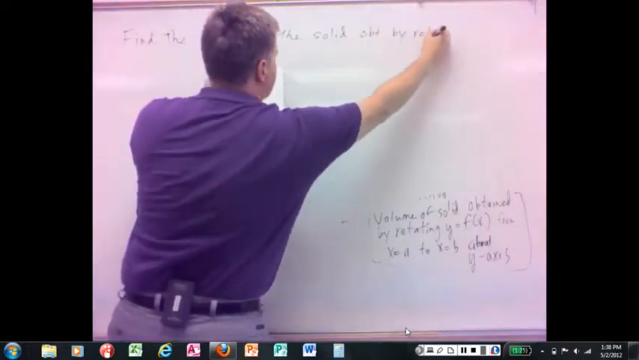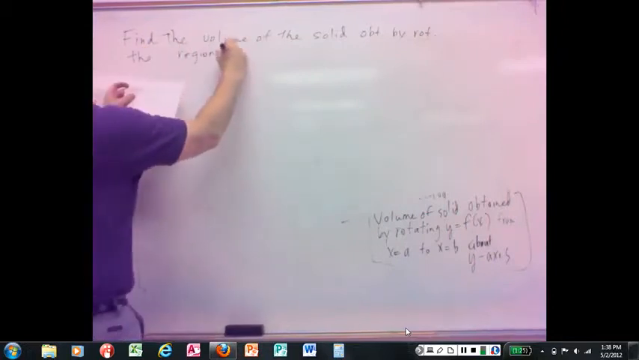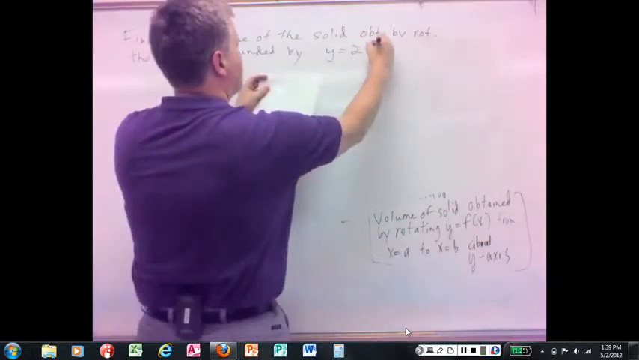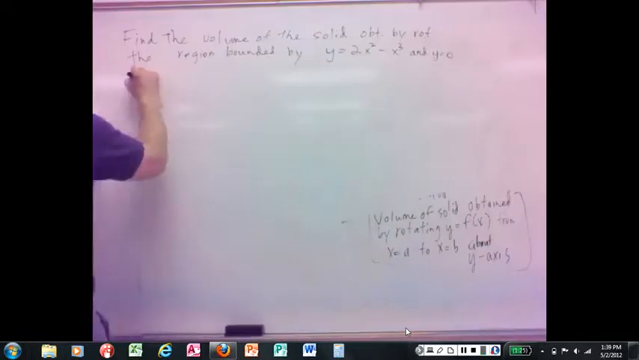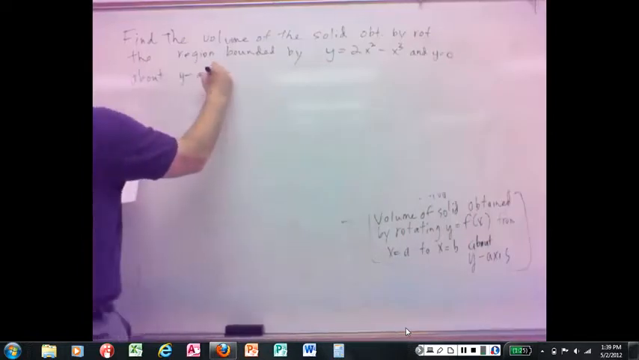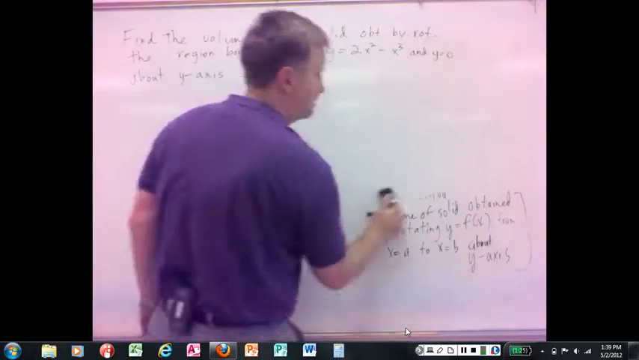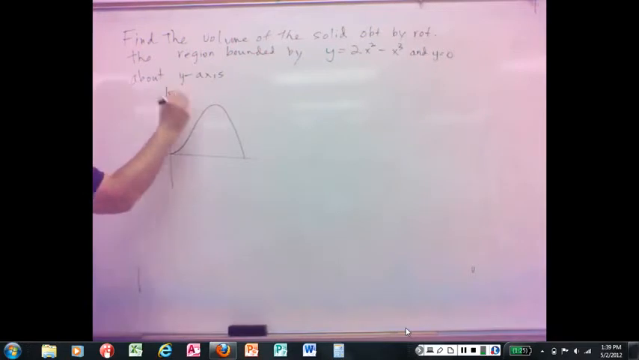Obtained by rotating the region bounded by y equals 2x squared minus x cubed and y equals 0 about the y-axis. Okay, so that's the one we just talked about. It's this shape here. I'm going to rotate about the y-axis, this portion here.